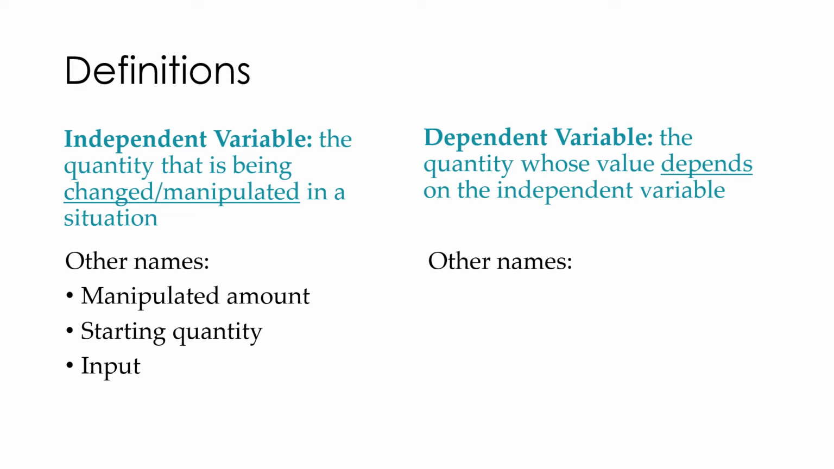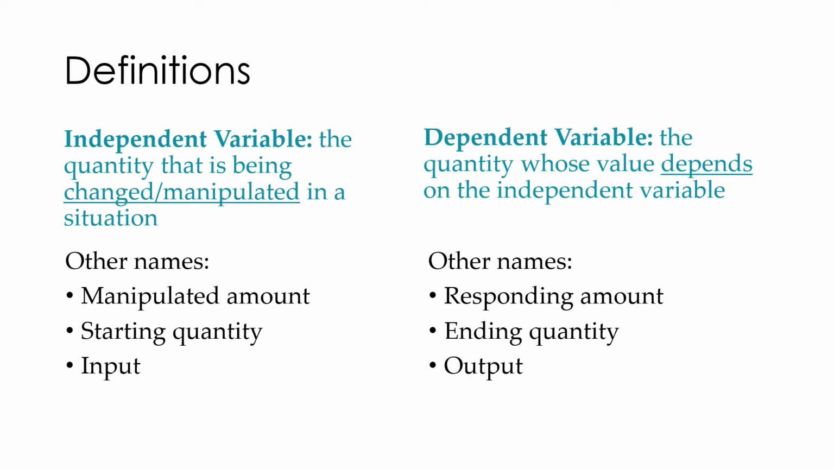Some other names for dependent variables are the responding amount, the ending quantity, or the output. See how these match up with the independent variable names. We manipulate something and that results in some amount that's responding to what we manipulate. Or we start with some quantity, then we do something and end up with a different quantity. Or we put something into a situation and we get something out of a situation. So let me show you some examples.